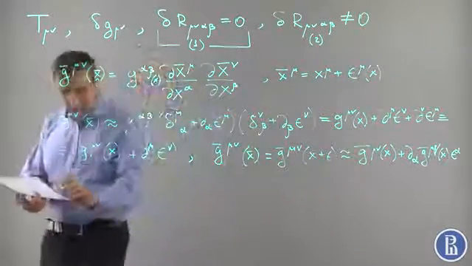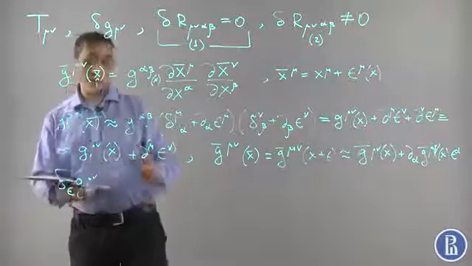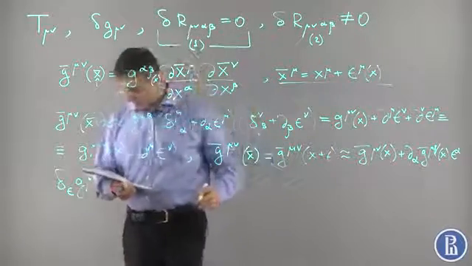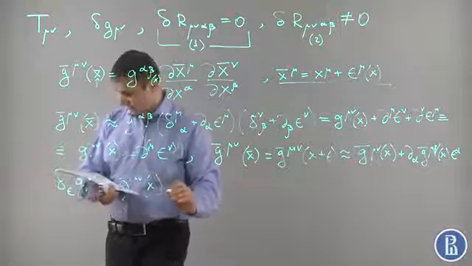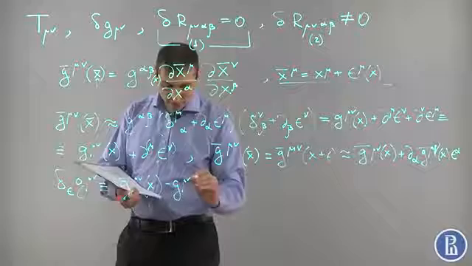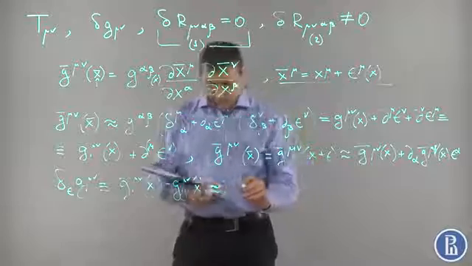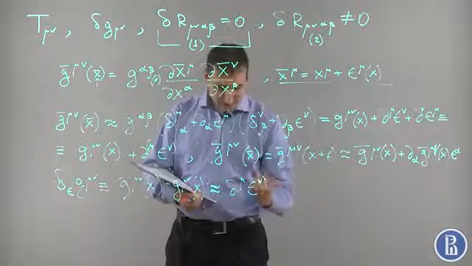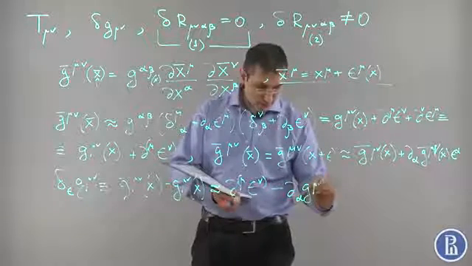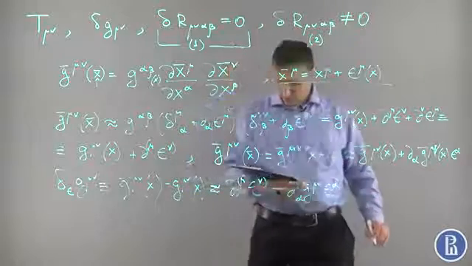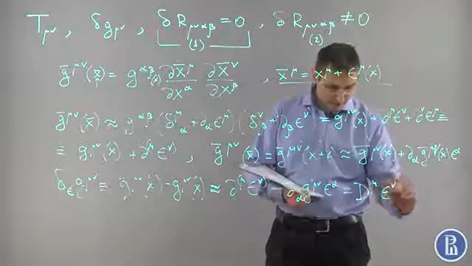Well, then the infinitesimal variation of the metric under such a coordinate transformation, which is by definition just the difference of g bar mu nu of x minus g mu nu of x, is approximately, as we have found, d mu epsilon nu minus d alpha g mu nu epsilon alpha, which is just the symmetrized covariant derivative of epsilon nu.